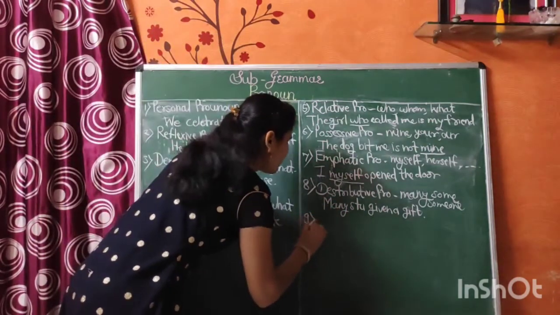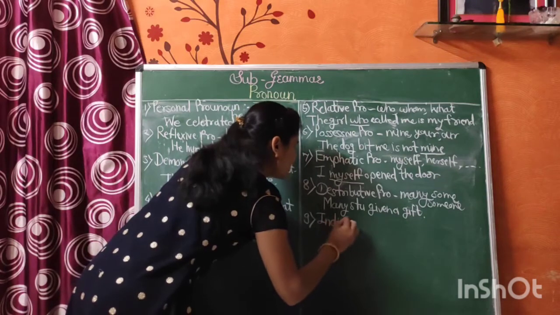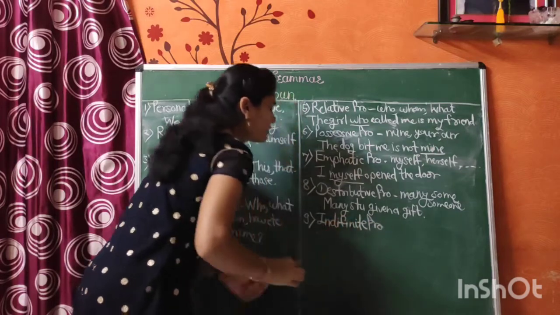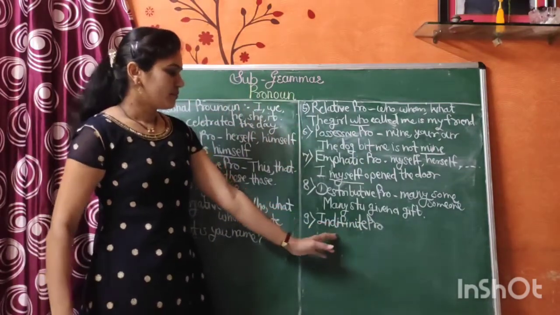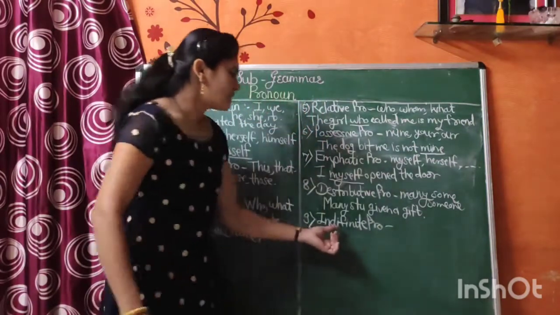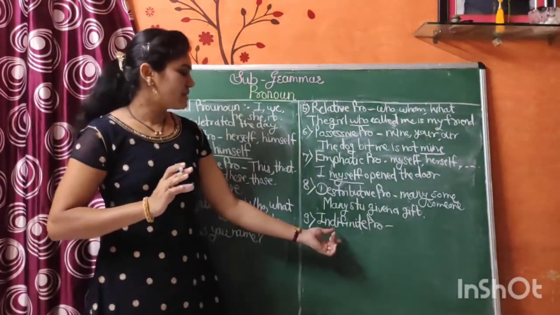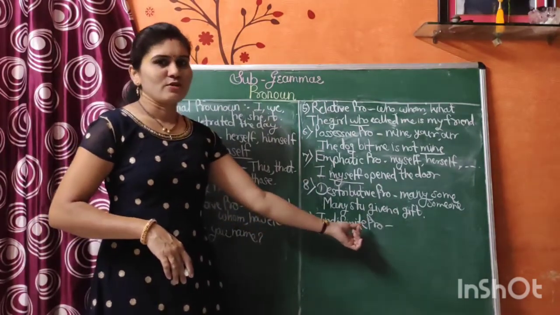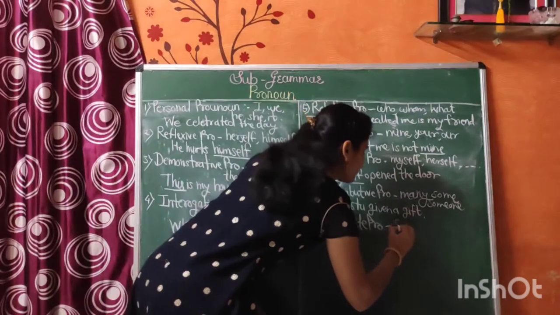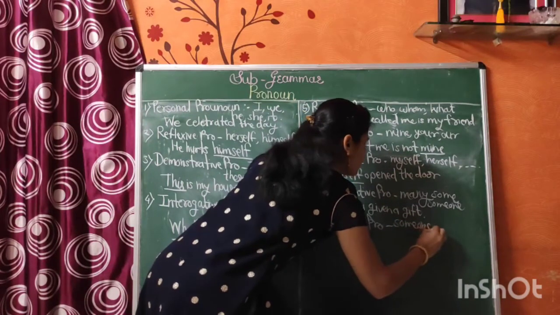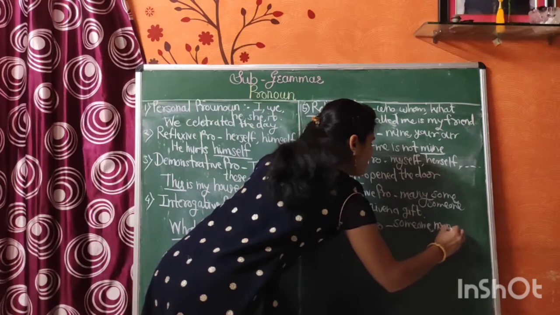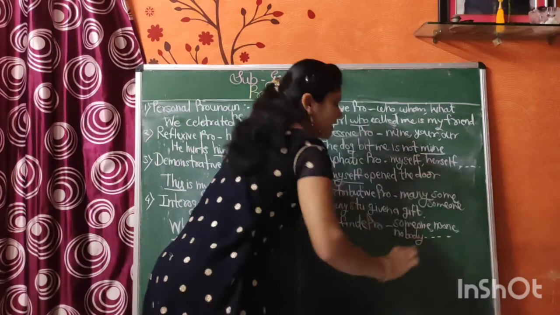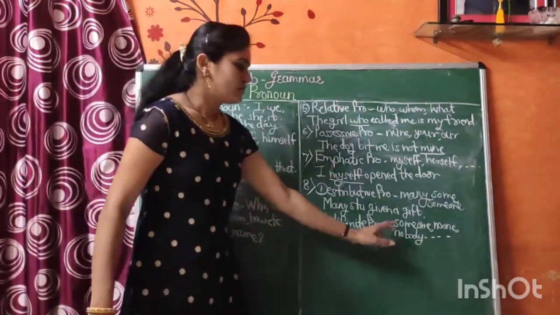And the last type of pronoun is indefinite pronoun. The word itself shows the meaning: the pronouns which do not indicate any specific or particular person or thing. These are called the indefinite pronouns. For example, someone, no one, nobody, somebody, etc. Let's see the use of it in a sentence.